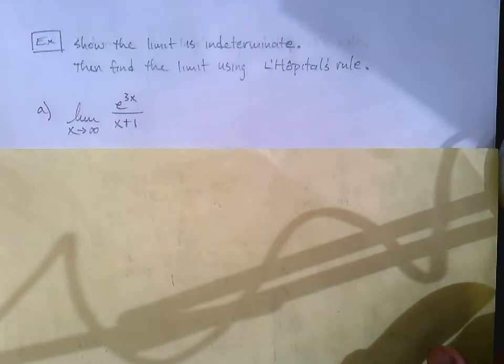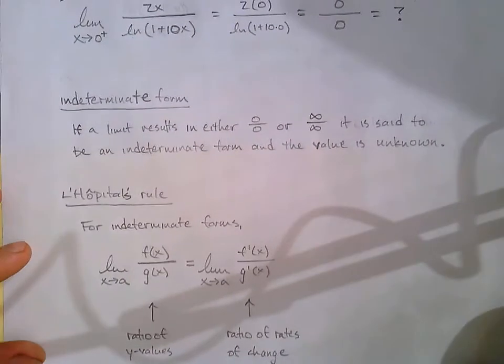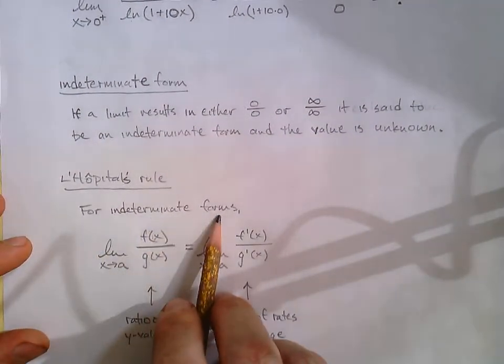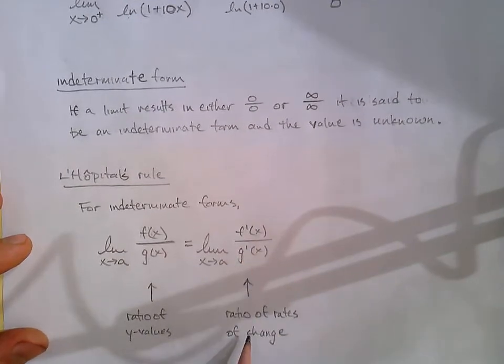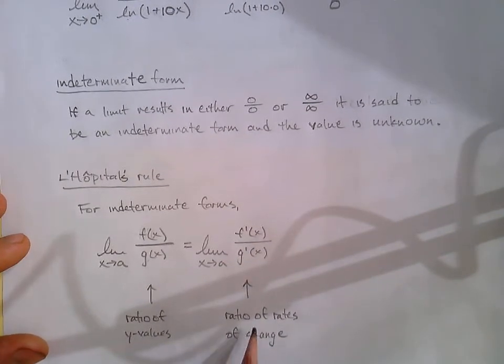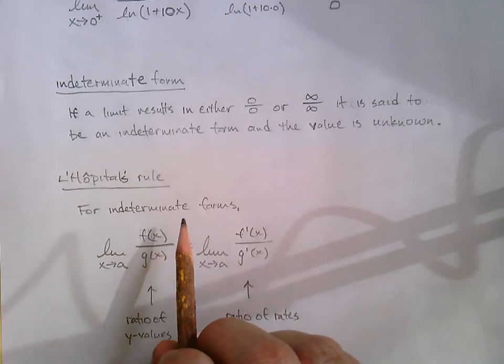Okay, example. Show the limit is indeterminate, so we're going to begin by doing that. By the way, we need to show a limit is indeterminate because that's the only time L'Hopital's rule applies, right? It said that right here. For indeterminate forms, only in these situations can we compare the ratio of rates of change. We didn't have that previously, so we didn't need L'Hopital's rule. Also, we want to be careful.